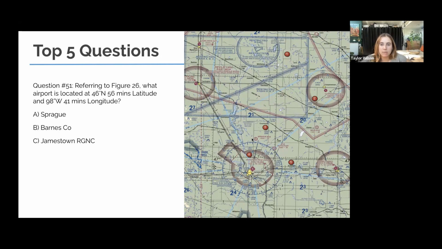So then we would draw an imaginary line straight up and down like this. And where those two intersect, which was over here, gets us to Jamestown Regional Airport. So our answer here would be C.